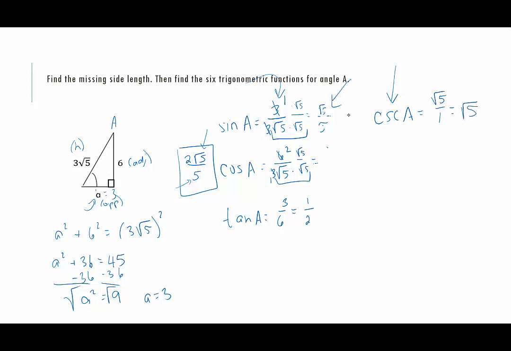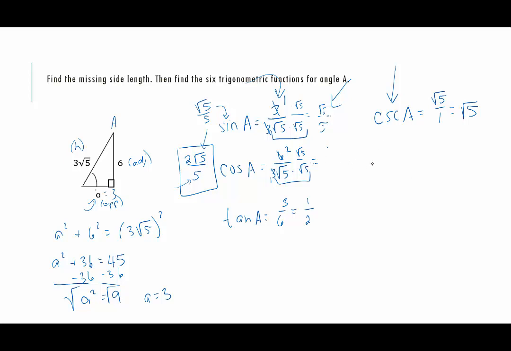If you use the end result, the root 5 over 5, then you would have to rationalize the denominator again, and that's just more work. So don't make more work for yourself. Go back, either use the triangle itself or use the sine before you rationalize the denominator.